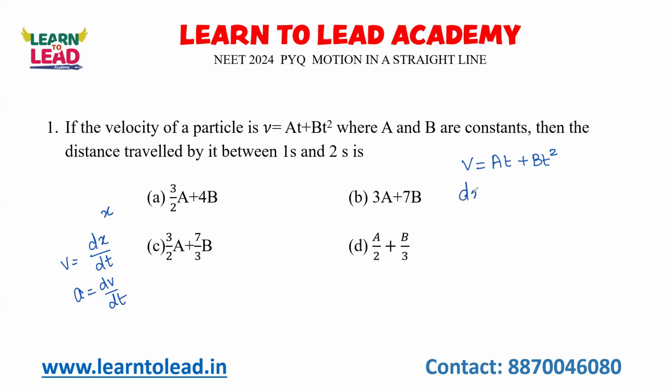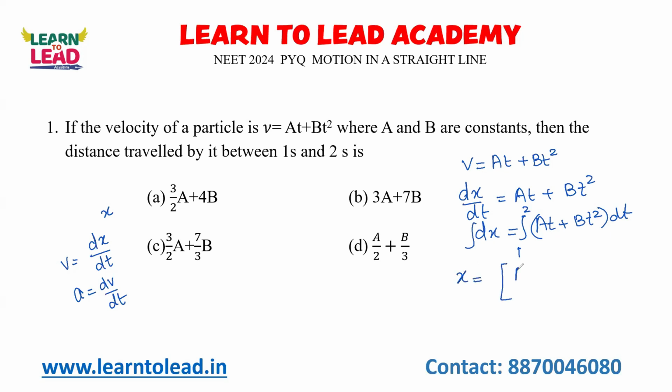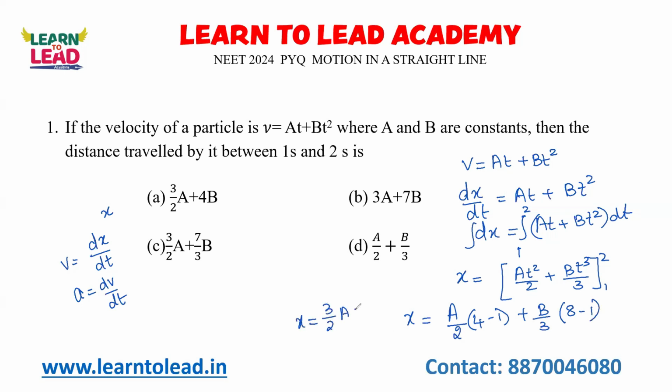Now velocity is dx by dt = at + bt^2. So dx = (at + bt^2) dt. Integrating both sides with time limits 1 to 2, the integral of dx is x, and on the right we get a t^2/2 + b t^3/3, with limits 1 to 2. Substituting upper limit minus lower limit: a/2 times (4 minus 1) plus b/3 times (8 minus 1). So the answer, the displacement x, is 3/2 a + 7/3 b.